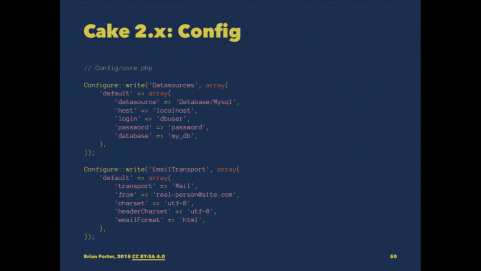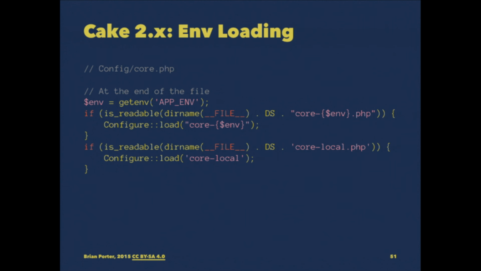So just as a quick preview of what that looks like, this would be your core.php config file. And just like in Cake 3, we're going to define our data sources and our email transport. And then what we do is at the bottom of our core.php, since we've got a different bootstrapping process, we will do the same type of checking for and loading of those files. In this case, we've got to do a little bit of trickery to see if the file's there first, because otherwise configure load complains. And we don't want the complaint. We want this to fail silently.